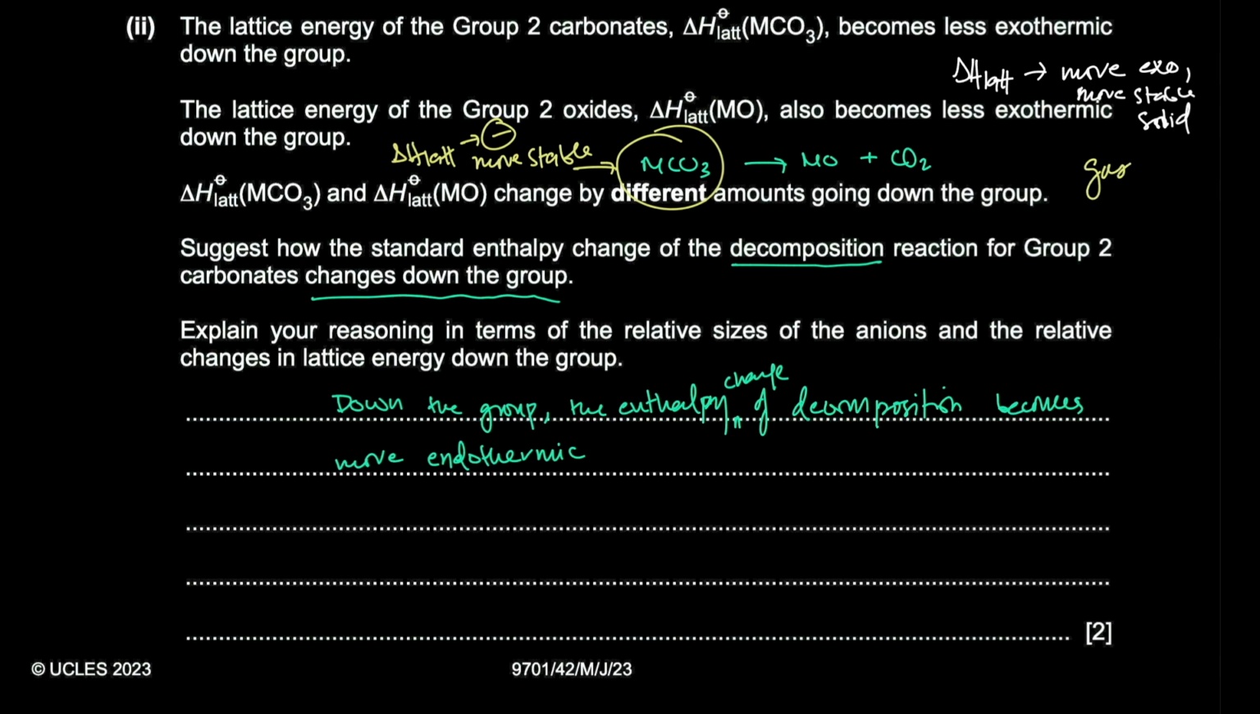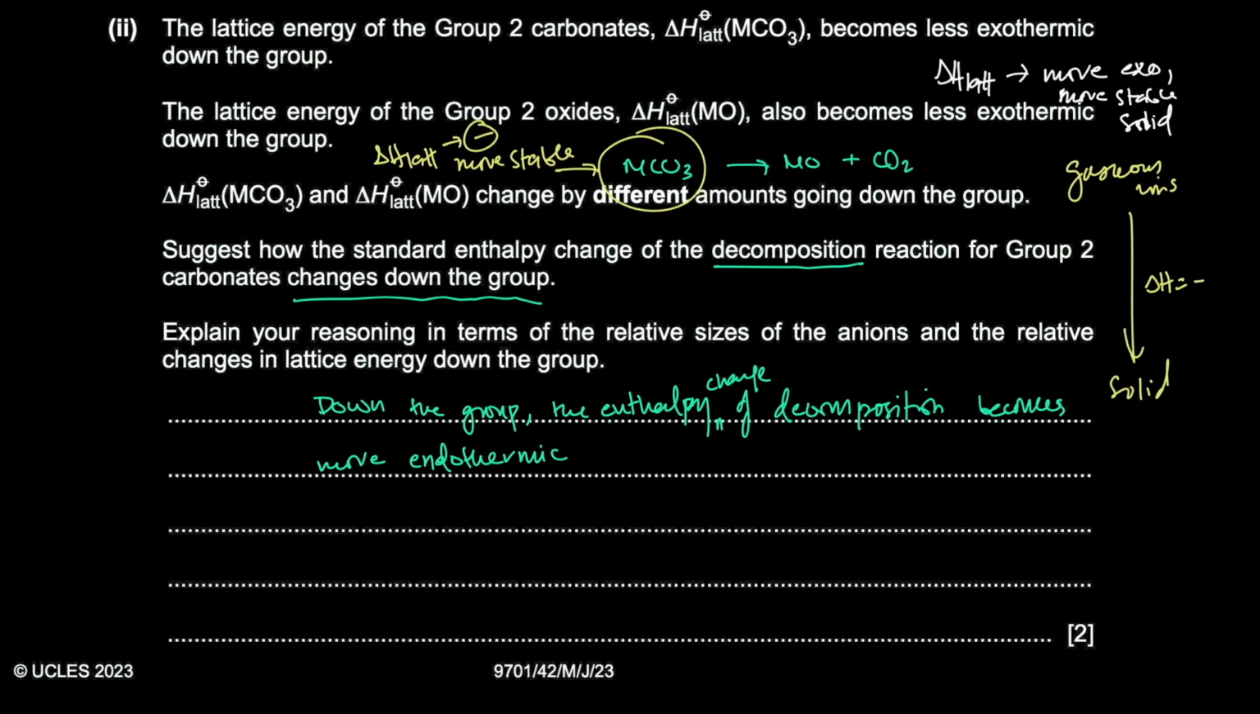Because we're going from gaseous ions to solid lattice, and that's an exothermic change. And what we're saying here is that the more exothermic the lattice enthalpy, the more stable the solid. We know that down the group the carbonates are more stable, which means that the lattice enthalpy of the carbonates is relatively more exothermic.